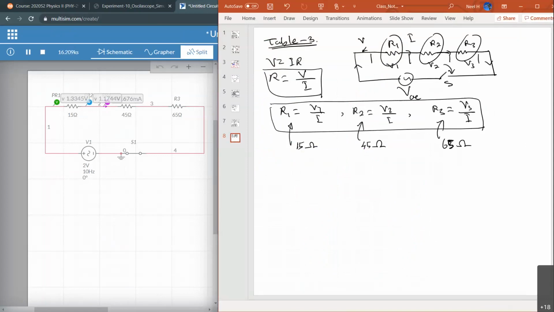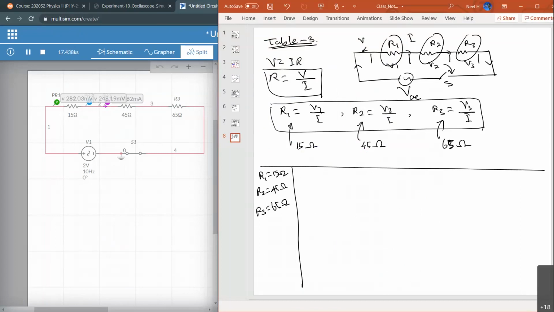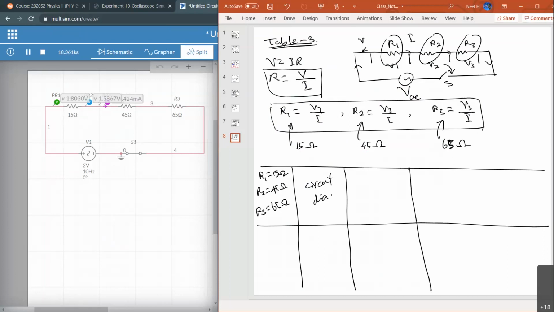Okay, so now we are working on table number 3. So the column number 1, R values, right? R1 is 15 ohms, R2 is 45 ohms, R3 is 65 ohms, okay? And then accordingly, you have to put a diagram here, okay? So the circuit diagram, picture of that. And then here you have to measure voltage and current for each of these, right? Voltage and current for each of these.